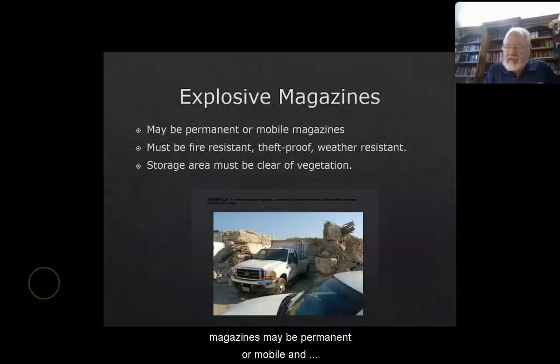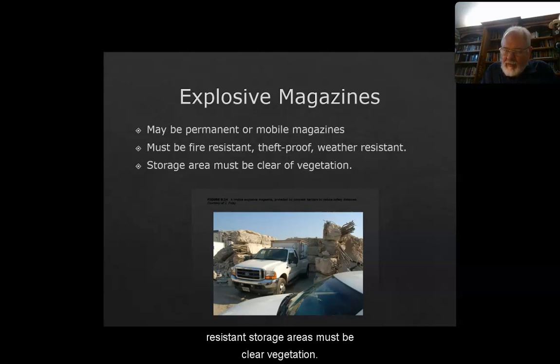Explosive magazines may be permanent or mobile, and they must be fire-resistant, theft-proof, and weather-resistant. Storage areas must be clear of vegetation. Magazines must have labels with signage. They must follow the American Table of Distances to property lines. Magazines may include igloos, boxes, or semi-trailers and other mobile-type containers.